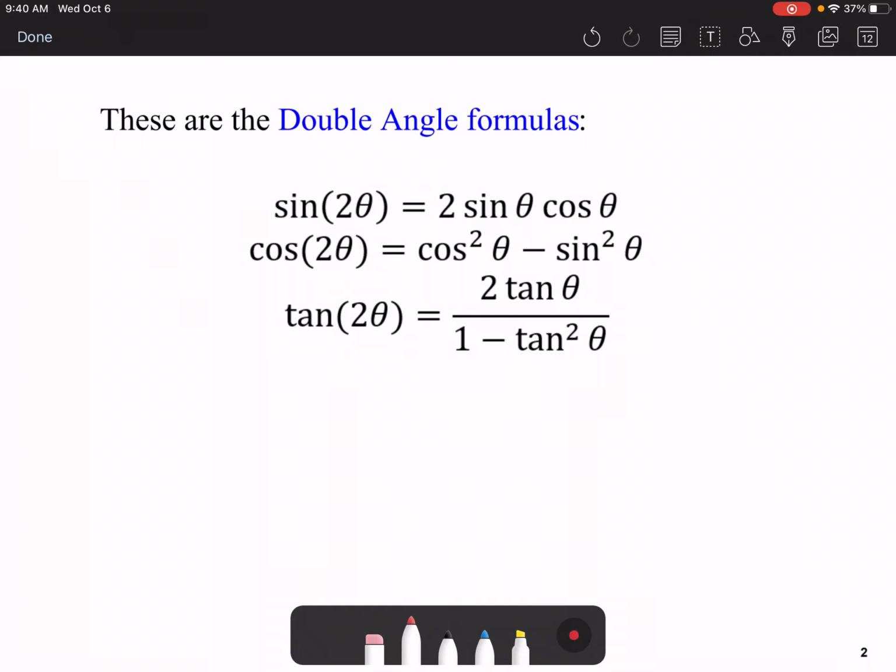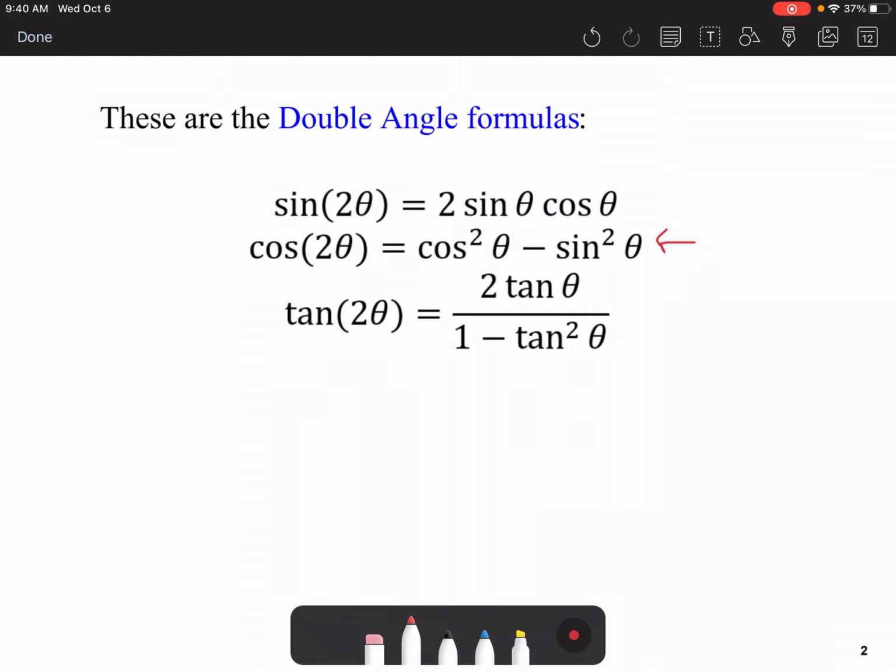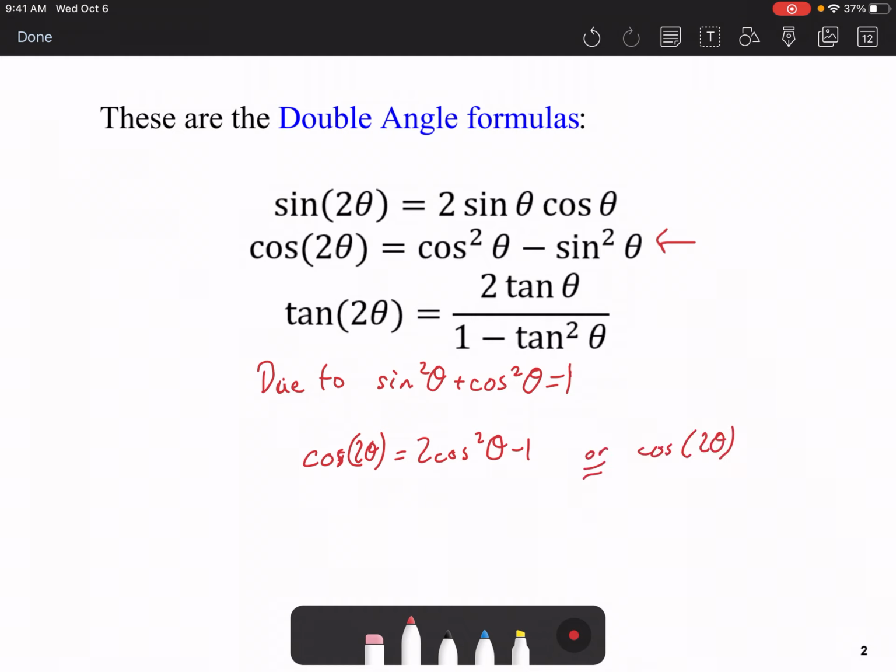Now, this second one can be actually changed due to the fact that sine squared theta plus cosine squared theta is equal to 1. Due to this fact, you can rearrange this sine squared theta or cosine squared theta onto the left side or the right side of the expression and rearrange it so that cosine 2 theta instead could be equal to 2 cosine squared theta minus 1, or cosine 2 theta could also be, in terms of just sine, 1 minus 2 sine squared theta.